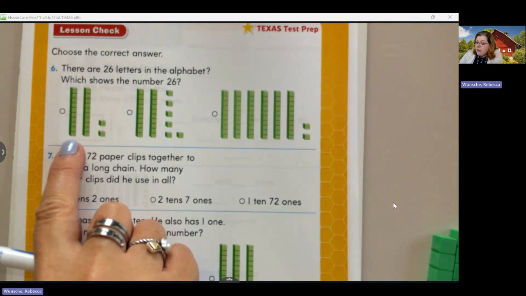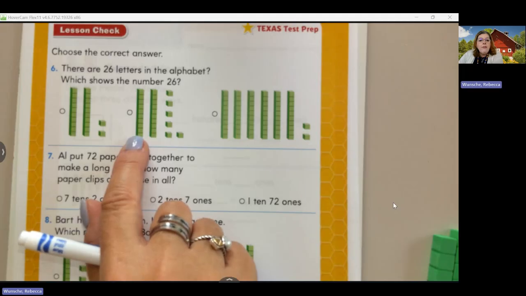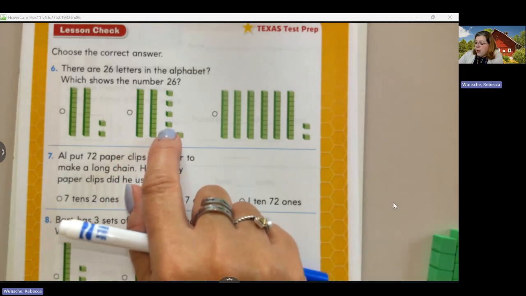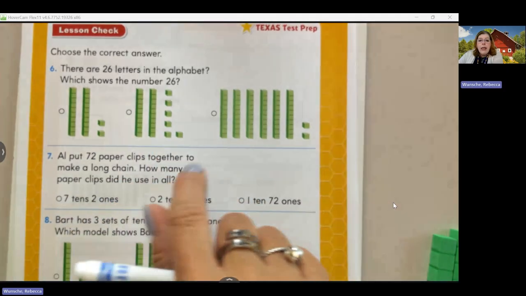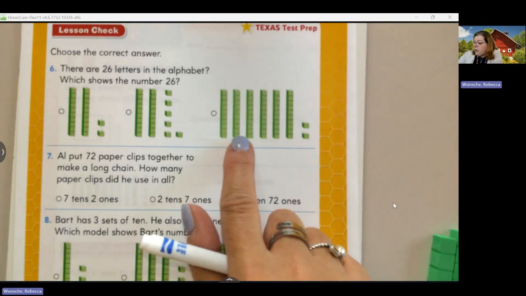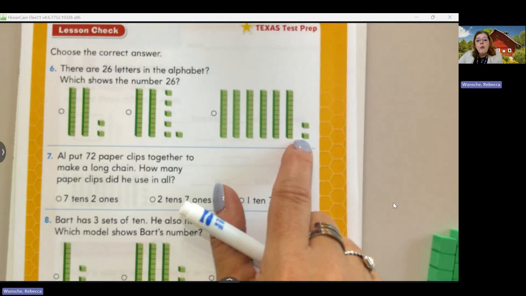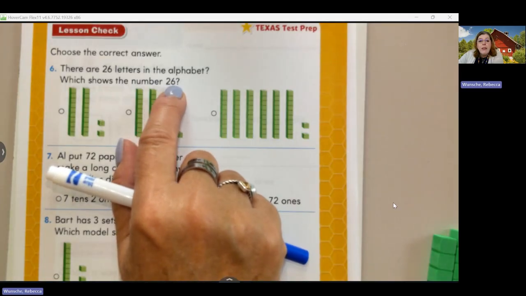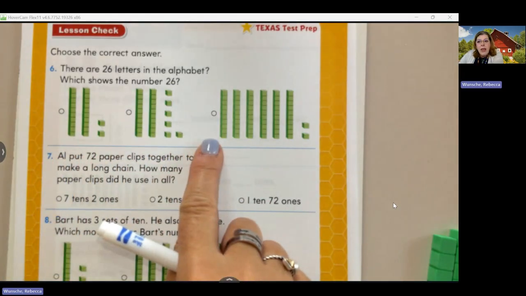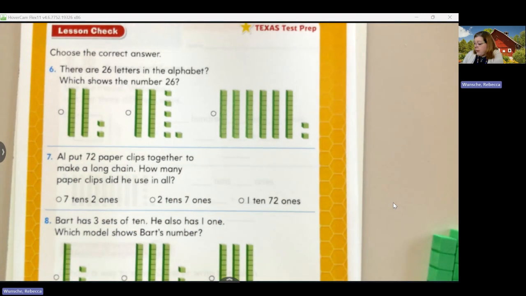Here we have 2 10s and 2 1s. Here we have 2 10s and 1, 2, 3, 4, 5, 6 1s. Here we have 1, 2, 3, 4, 5, 6 10s and 2 1s. So they took the numerals that were in our number, 2 and 6, and they've mixed this all up and shown it to us many ways. We have to be really careful when we look at this number.